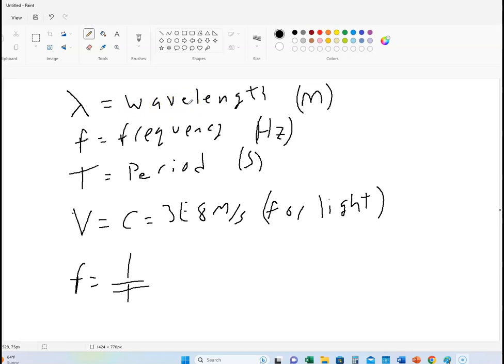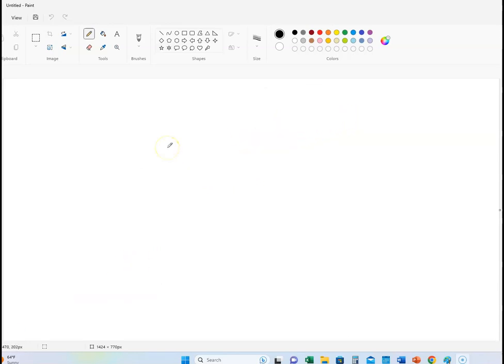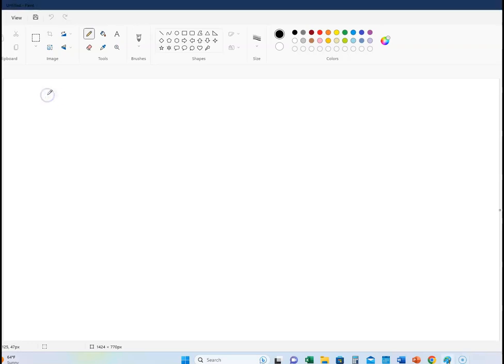And then v is the velocity for all electromagnetic radiation or any form of light. The speed of light is 3 times 10 to the 8th meters per second. And the frequency is 1 over the period. So this thing called hertz is really just 1 over seconds, or another way of saying it is cycles per second.